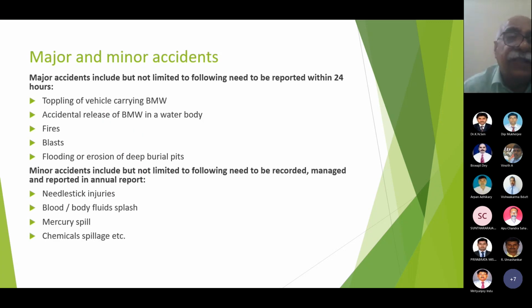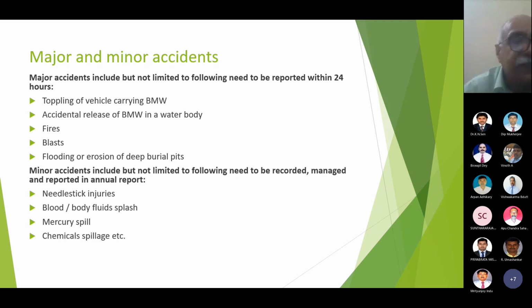So what are these major and minor accidents? I'm just telling you because as an occupier, you might be interested. Major accidents include examples like the toppling of the vehicle carrying the biomedical waste, accidental release of biomedical waste in a water body, fires, blasts in the facility or the treatment area, then flooding or erosion of the deep burial pits. Many times the deep burial pits are just constructed in the healthcare facility in remote areas, and these are prone to flooding. If these get flooded, then the water bodies can get contaminated. So it has a high risk of transmission of infections. So that also has to be considered a major accident, and that has to be reported to the Pollution Control Board within 24 hours.